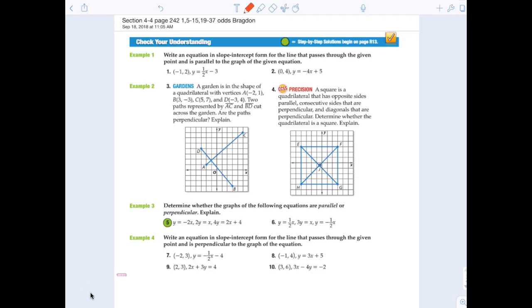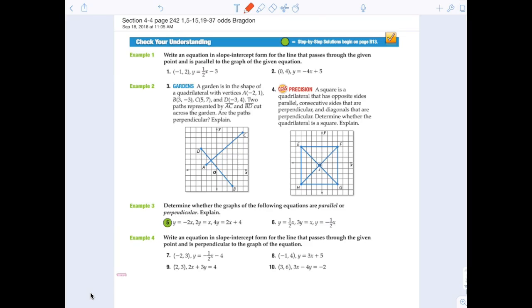So get your paper out now. We're in section 4-4, page 242. And basically, what I want to do today is we're going to talk about parallel lines. We're going to talk about perpendicular lines.